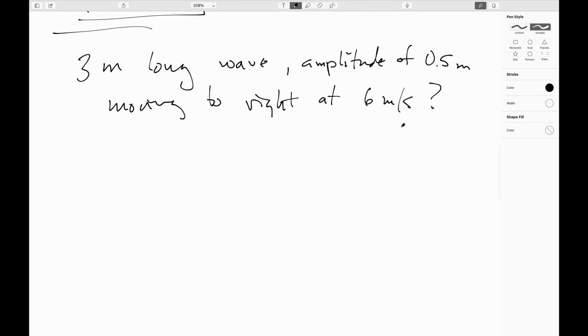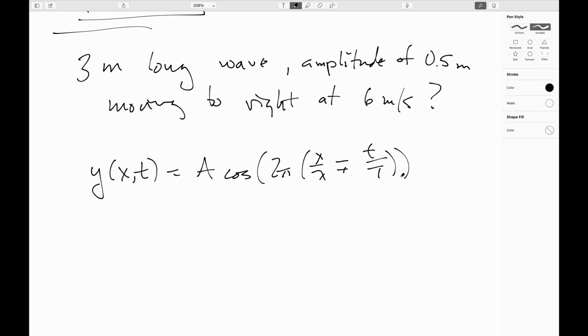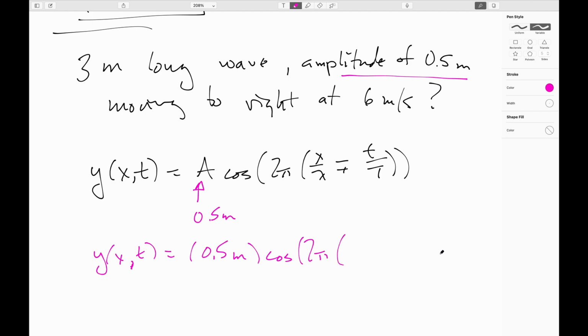So let me just go ahead and rewrite it. Our base equation for our prototype wave is y of x and t equals the amplitude cosine of 2 pi x over lambda minus or plus t over T. All right, so what do we need to figure this out? Well, they tell us straight off amplitude of 0.5 meters. This A here is the amplitude, so that would be 0.5 meters when I write my version for this. So 0.5 meters cosine 2 pi, and then we still have stuff.